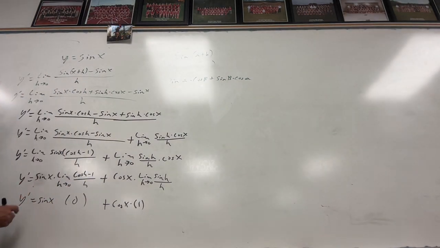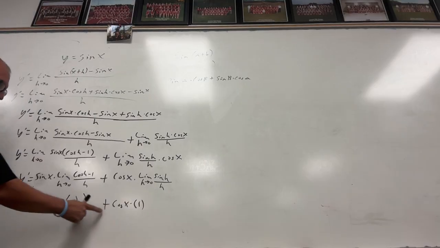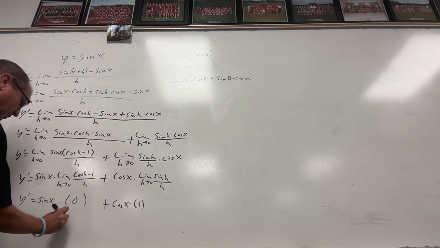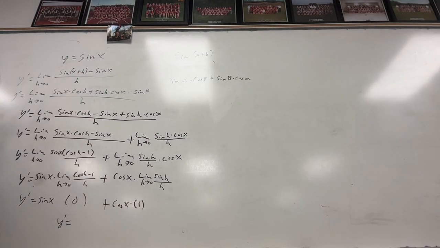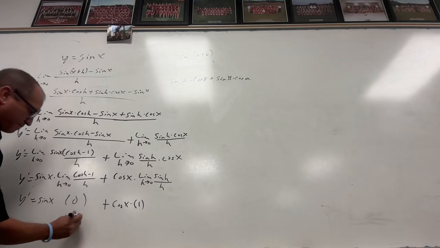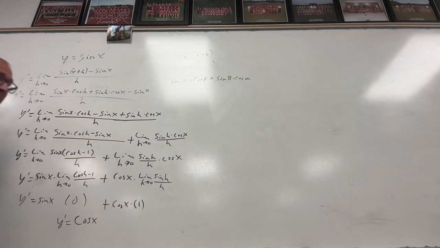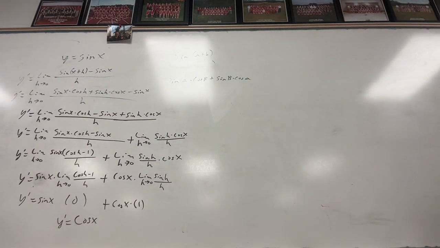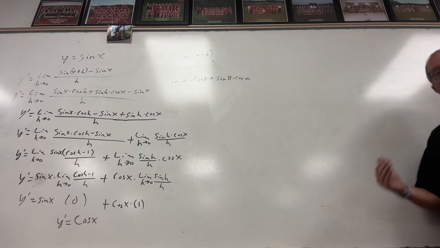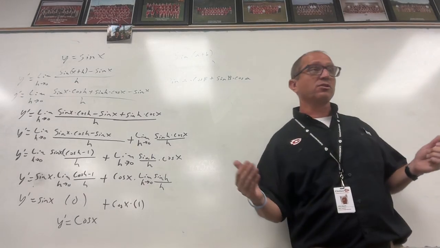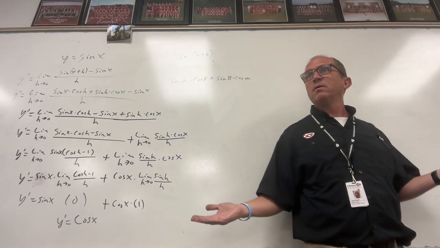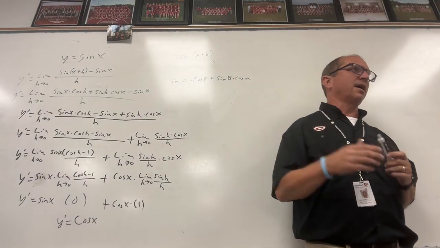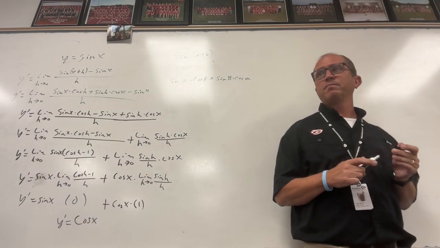So I have the sine of x times 0 plus the cosine of x times 1. So what does that mean that y prime is equal to? Cosine of x. Just the cosine of x. Now, what does that mean? Well, that means if I want to know the slope anywhere on the sine curve, its slope is whatever the cosine of that value is.